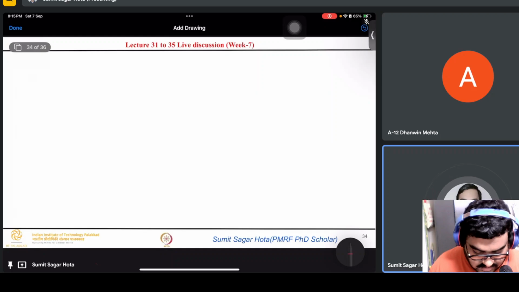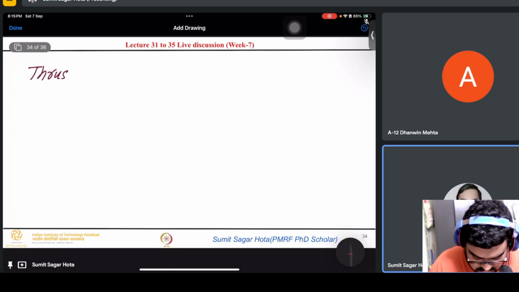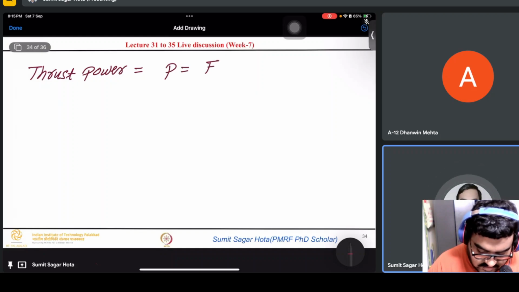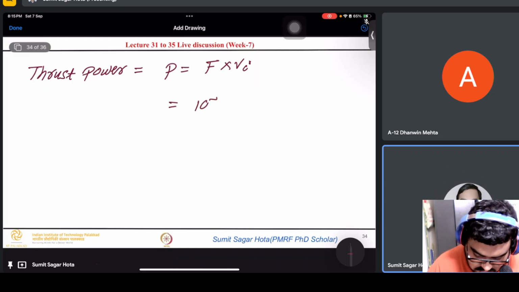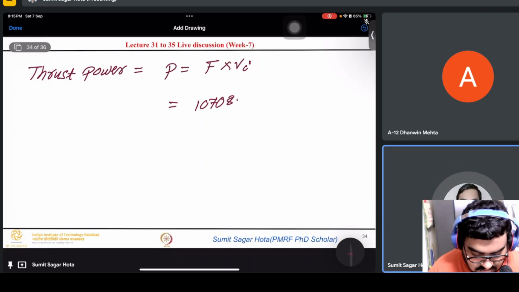Next is the thrust power. P is equal to F into Vi. Many people make the mistake of multiplying with the jet velocity. Don't multiply with jet, always multiply with Vi, the inlet velocity.